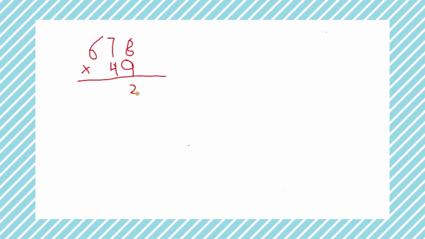Solve it. 9 times 8 is 72. Add the 7 right there. 9 multiplied by 7 is 63. 63 plus 7 is 70. Add another 7. 9 times 6 is 54. 54 plus 7 is 61. So we have 6,102 for the first one.